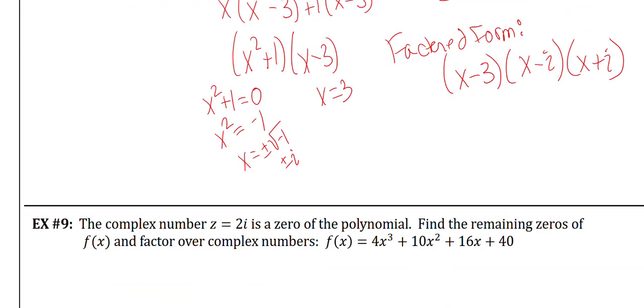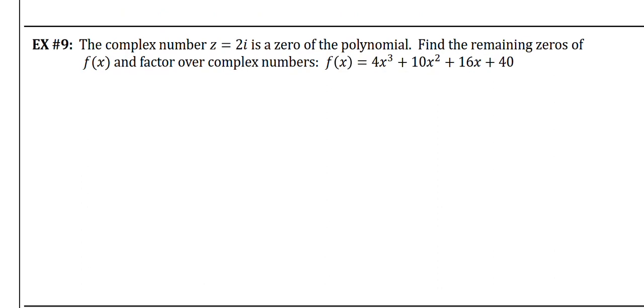For number 9, I'm going to ask you to pause the video and do the same sort of thing. I want you to factor this out and then find the zeros as well. A good hint to start this would be to factor out the GCF, and then you can take it from grouping.